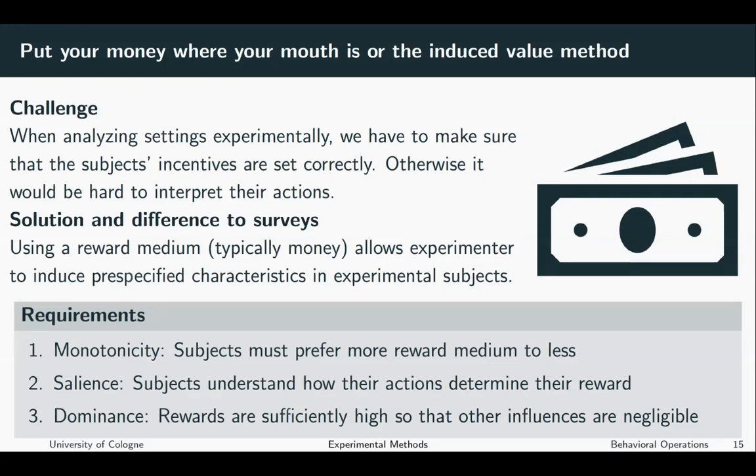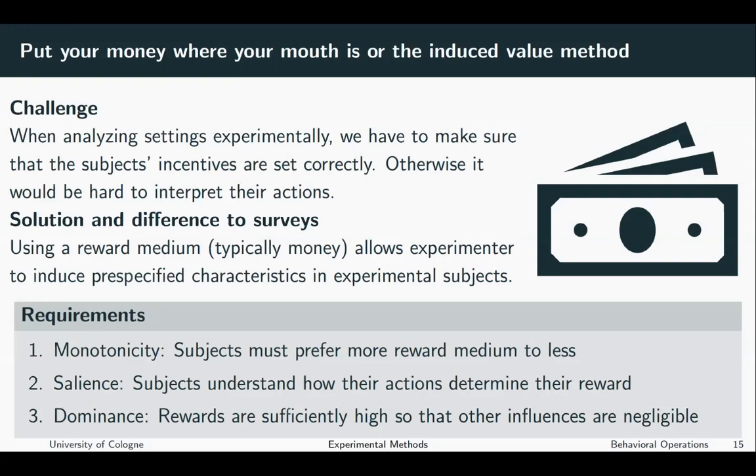You could, in principle, just run a survey, but in a survey, you can just claim that you want to be a very nice person and so on. So the solution is to use induced values. Using a reward medium, so typically money, allows you as the experimenter to induce pre-specified characteristics in an experimental setting. So you use the induced values to represent the structure you have in the field.